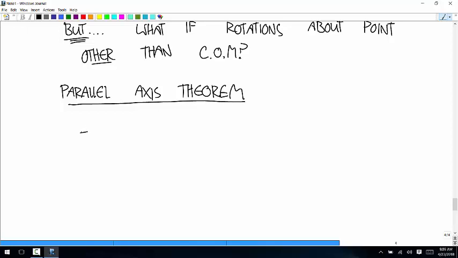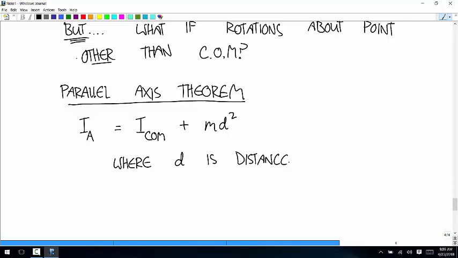But the parallel axis theorem says the mass moment of inertia about some axis A is equal to the mass moment of inertia about the center of mass plus md squared, where d is the distance from the center of mass to the point A.